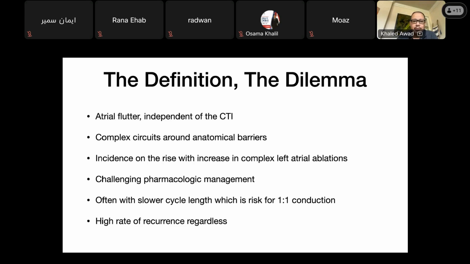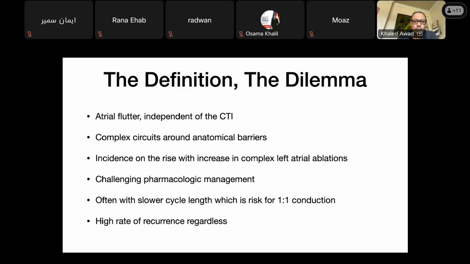But because that one was discovered first, it was called typical flutter. And anything that was not conforming to that was called atypical flutter. Obviously, mapping other things was a lot more complex, less accessible, needed more advanced mapping technology and catheters, and therefore it was considered just the other stuff, the atypical stuff. But there are just other flutters like cavotricuspid isthmus. They don't use that for their circuit. Generally speaking, they're complex circuits. They use anatomic barriers to exist.